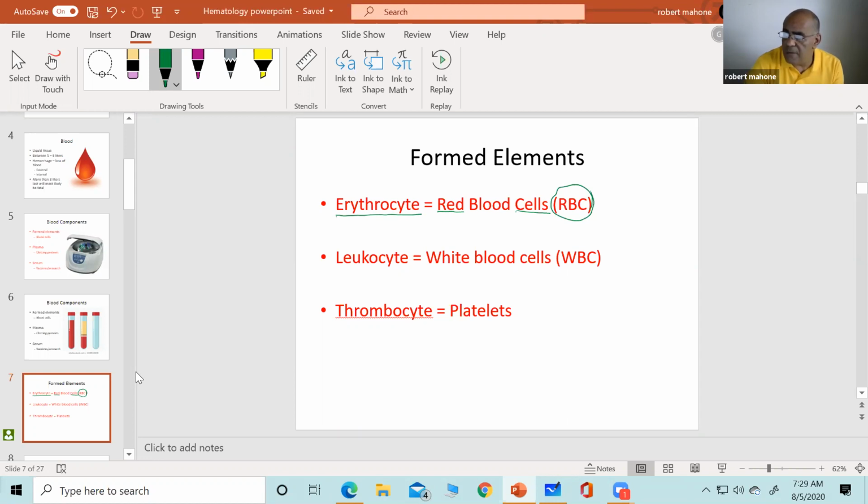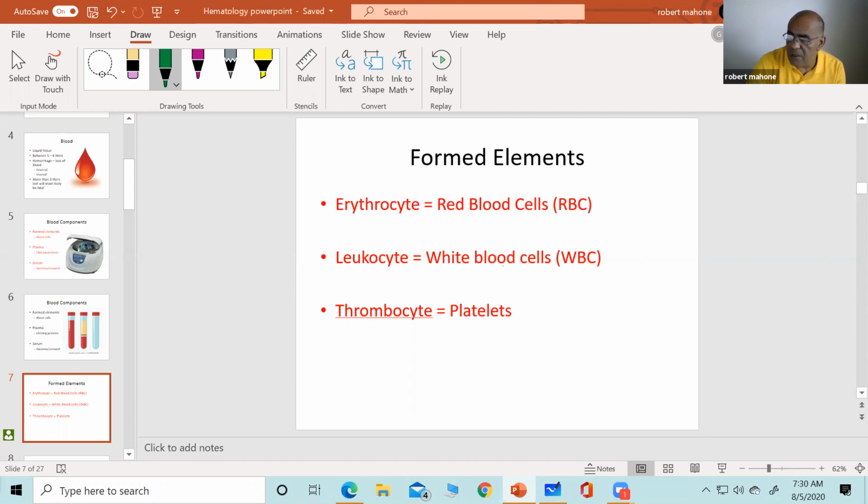Now, if you're ever asked to list the formed elements, nobody wants to see you write red blood cells. We want you to use the real word. Erythrocyte is what you want to be using. So the erythrocytes are our red cells. Leukocyte. Leuko means white. So leuko, white, cyto, cell, your white blood cells, or WBCs.